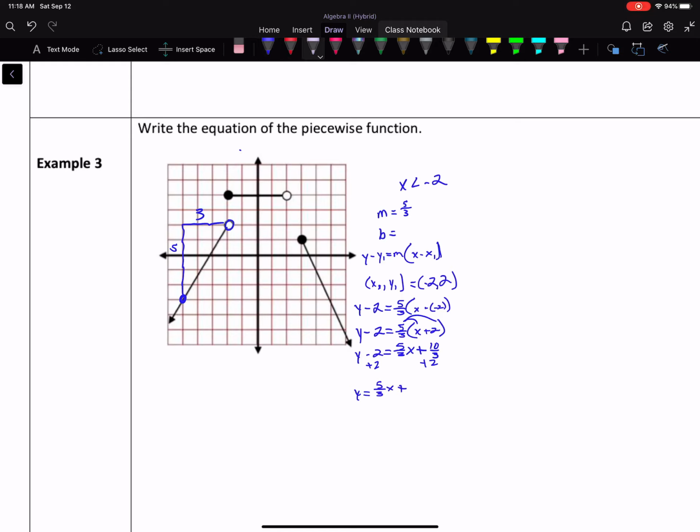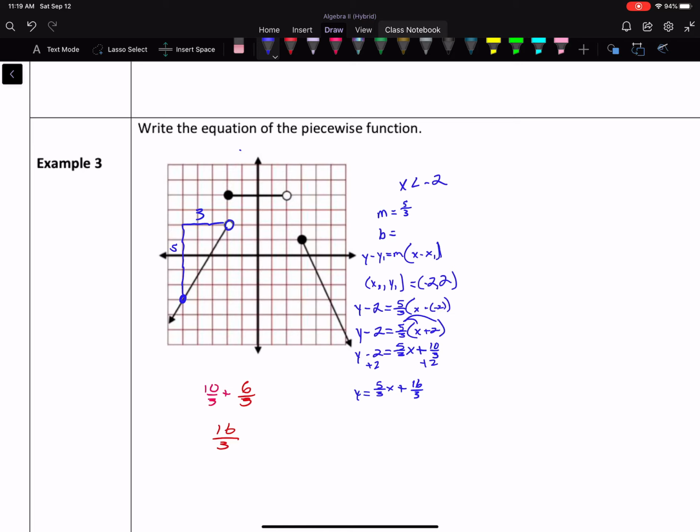Now, a little side note, a little throwback to when you add fractions. If I want to take 10 over 3 plus 2, I need a common denominator. So 2 we can rewrite as 6 over 3. Let me make sure we're good here. Okay. 10 over 3 plus 6 over 3 is 16 over 3. So there you go. First equation done. It's as simple as that. Just kidding. That was a little more work than probably necessary.